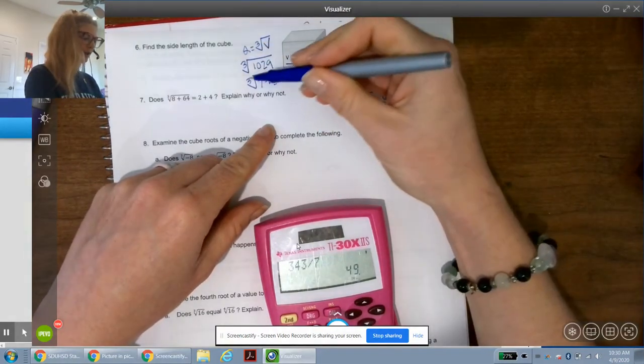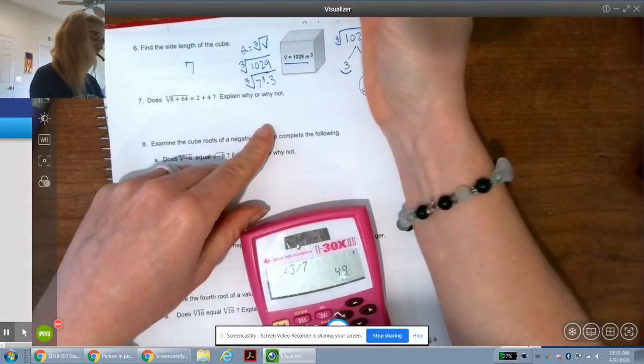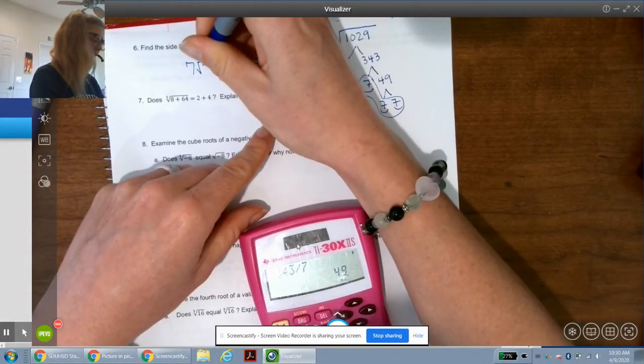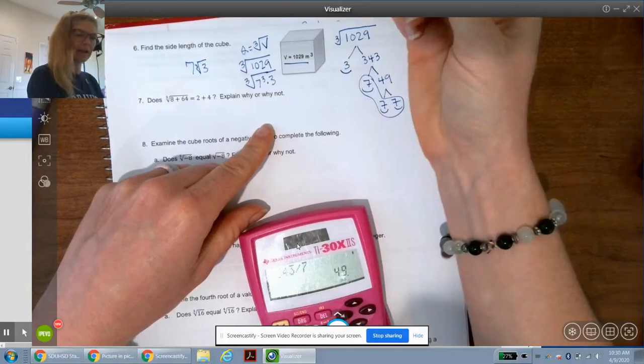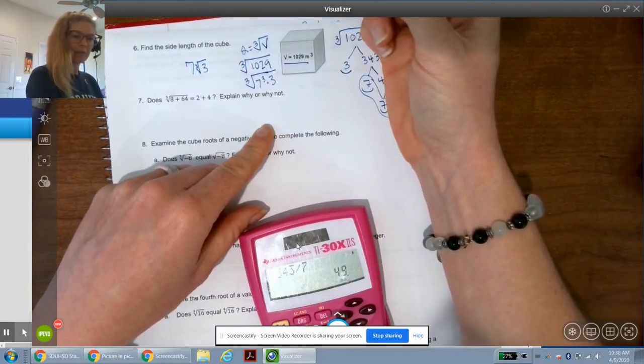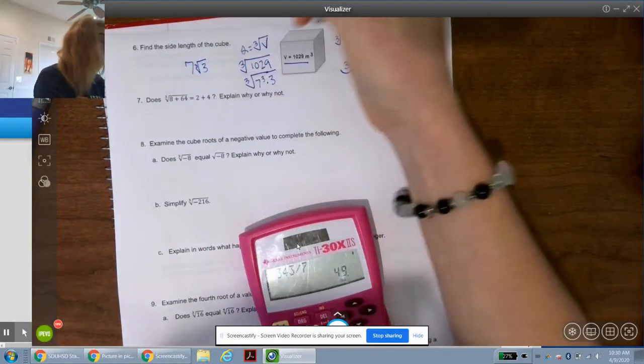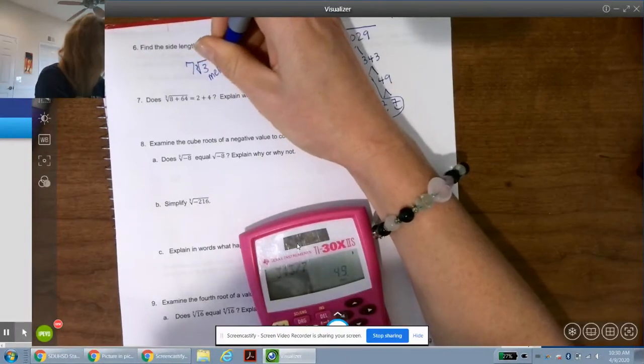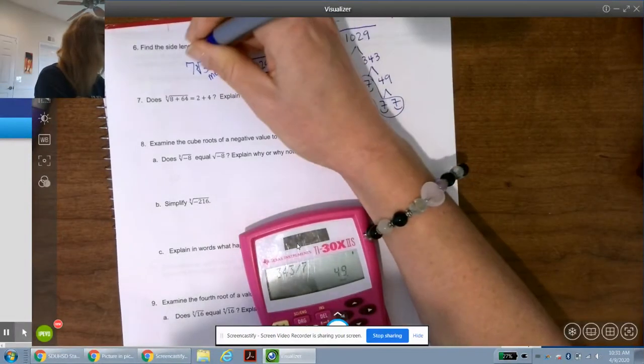Cubing and cube rooting are inverse operations. I'm going to pull out the 7. And the 3, don't forget your index, stays on the inside. And remember, since it's a side length, it needs units, and this is going to be meters. So there's my answer.